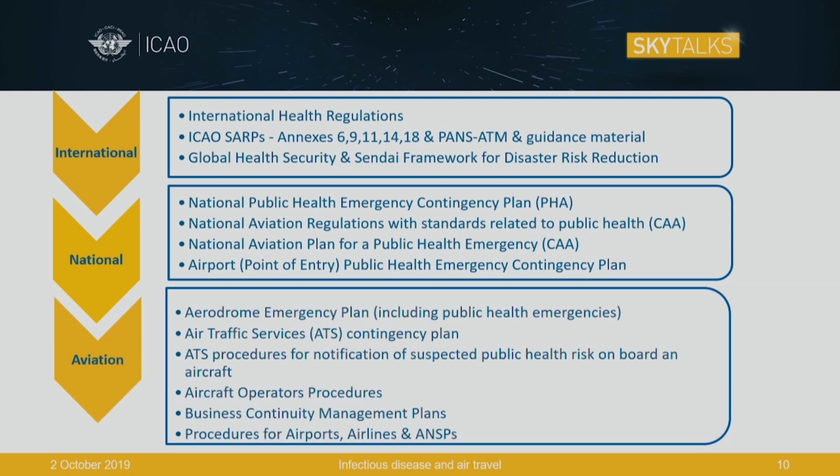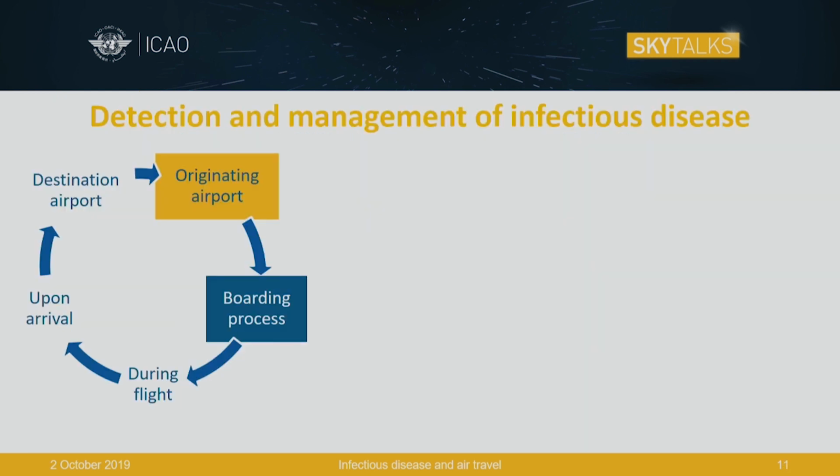And then we go to the aviation side more specifically, and you can see that we are looking at aerodromes, the airlines, air traffic procedures, business continuity plans. All of these need to be in place. For states, just so you know, if ICAO does a USOAP audit, one of the questions is whether you have a national aviation plan and whether it addresses public health emergencies. Okay, so this is the regulatory boring stuff. Let's get to the interesting stuff.